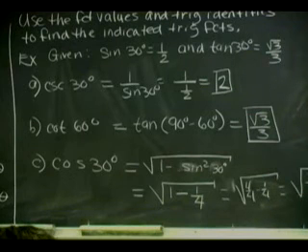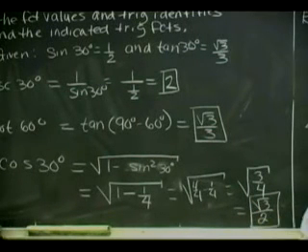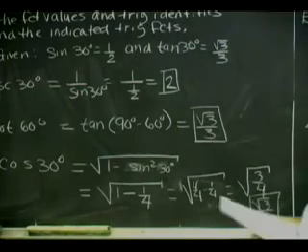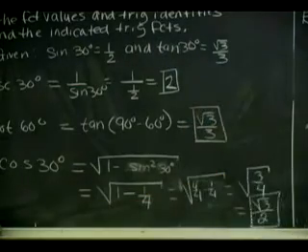3/4. Can I leave it like that, class? No, because it's not in simplest form if there's a fraction under a radical, right? So I can break this up as the square root of 3 over the square root of 4, and the square root of 4 is what? 2. Okay? So I have to look at what's given and what it is they want me to find.